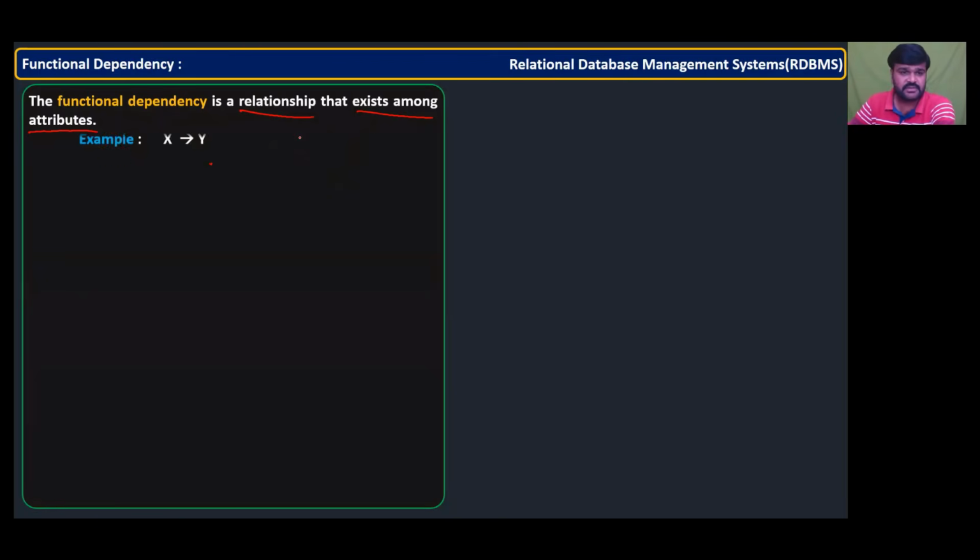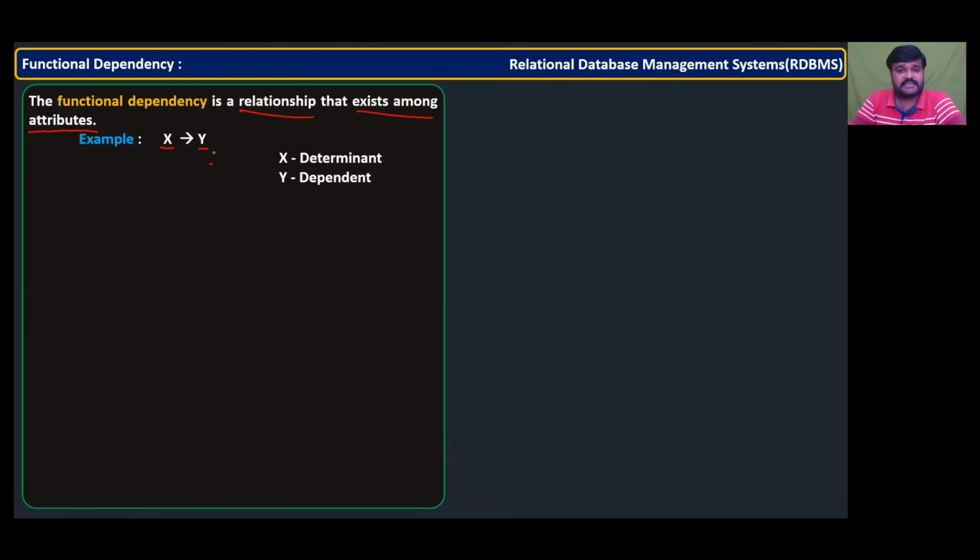So what is that, you can see here. For example, X is a set of attributes and Y is also a set of attributes. The set of attributes in X are deriving the set of attributes Y. So here X you can call the determinant and Y the dependent, because you are deriving Y from X. That means a dependency is there. And what is its meaning?